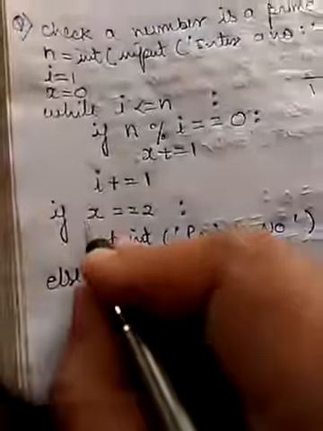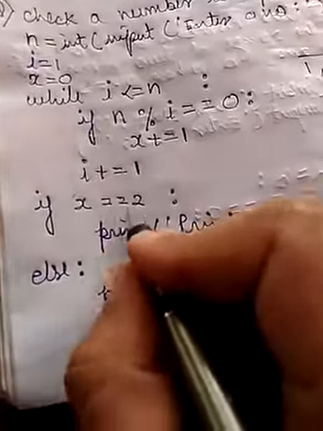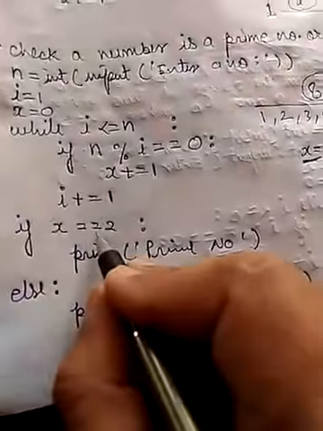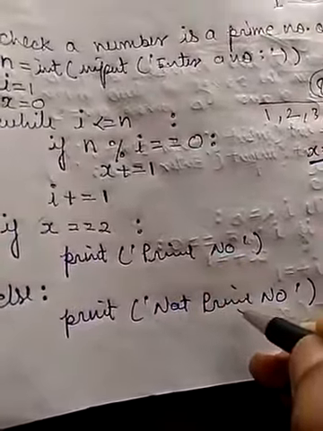Now here, when it will check the condition whether the value of counter is 2 or not, in this situation the value of counter has become 4. So this condition is not satisfied, and it will display the message that it is not a prime number.